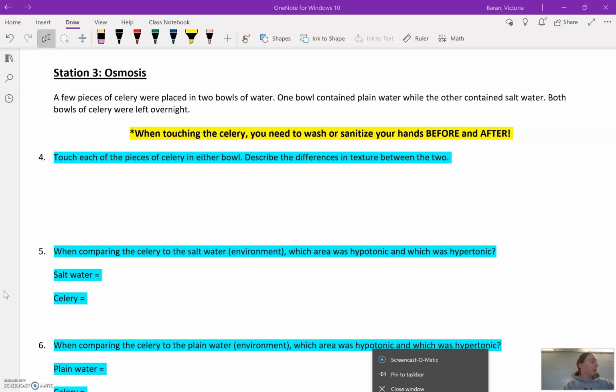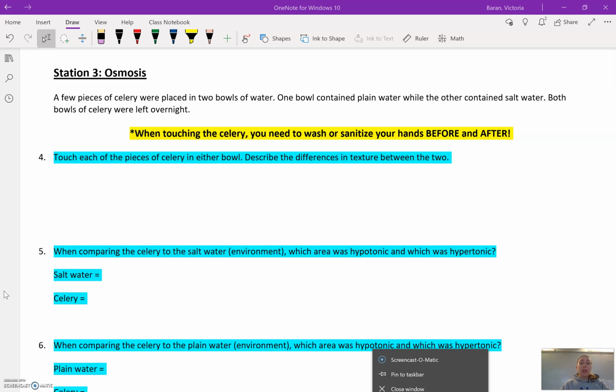Now let's look at the celery that has been sitting in salt water overnight. So that's this guy. It's definitely not as firm. It's a little bit more squishy. If I go ahead and I try to bend that, I definitely can get more bendiness out of it before it actually breaks. So the salt water one, it's not as firm. It's a little bit more squishy, a little bit more bendy, okay?